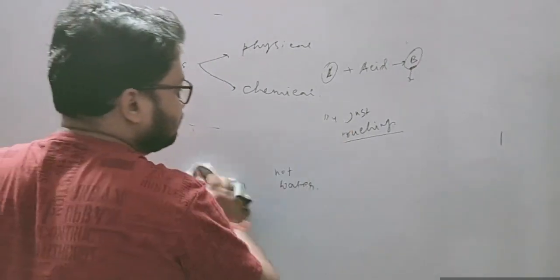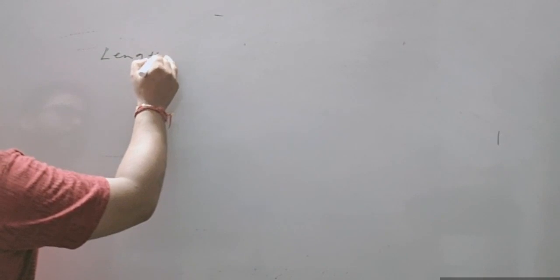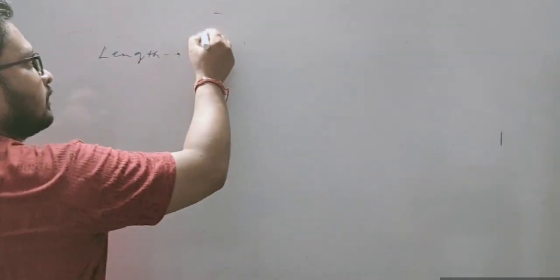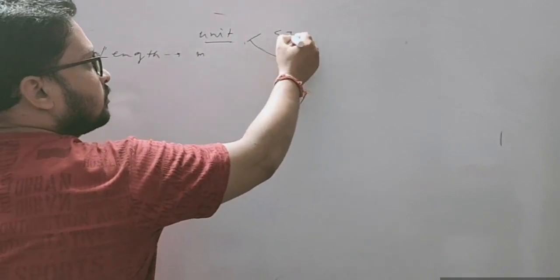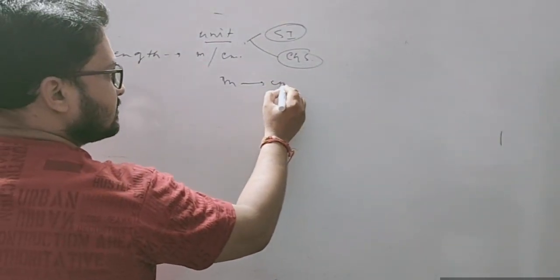Now the units are basic units, just like length. Length means meter. Units can be shown through SI or CGS or FPS. Mainly we calculate through CGS or SI, that means meter or centimeter. We can convert meter to centimeter and centimeter to meter according to your question paper. Okay, those are the length.